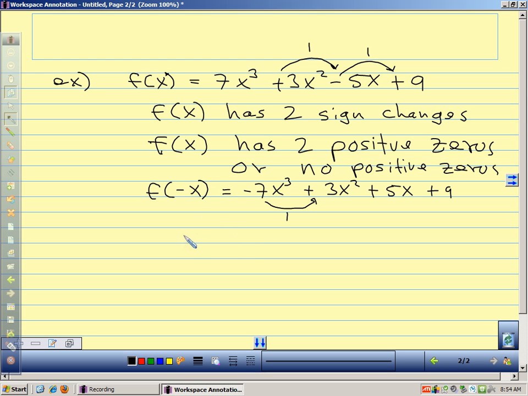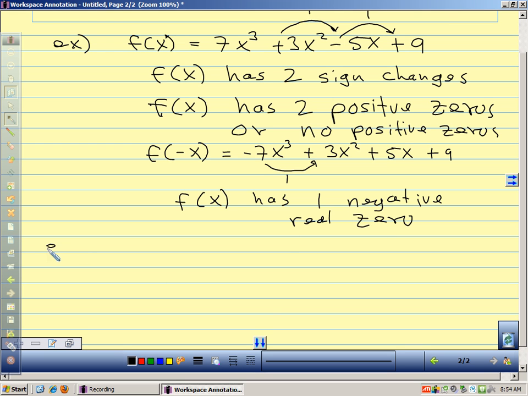So this tells us that f has 1 negative real zero, and I can't reduce 1 by a multiple of 2. So f has either 2 positive zeros or no positive zeros, and it has 1 negative real zero. So this can help us eliminate some of the zeros once we start listing them out and picking them from our list.